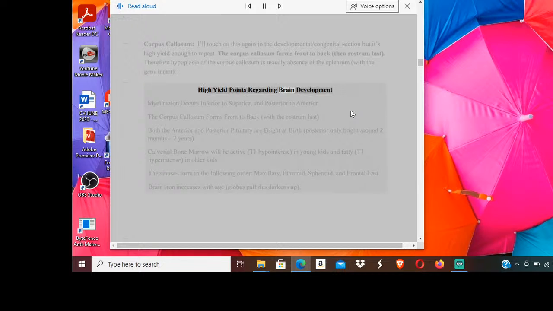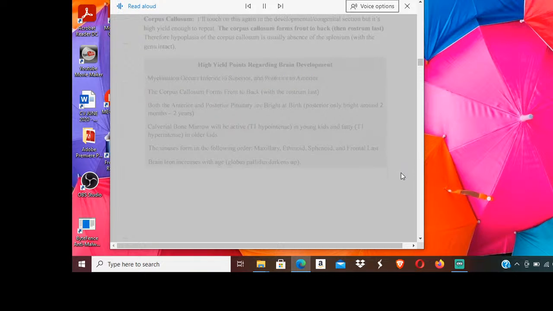High-yield points regarding brain development: myelination occurs inferior to superior, and posterior to anterior. The corpus callosum forms front to back, with the rostrum last. Both the anterior and posterior pituitary are bright at birth, posterior only bright around 2 months, 2 years. Calvarial bone marrow will be active, T1 hypointense, in young kids, and fatty, T1 hyperintense, in older kids. The sinuses form in the following order: maxillary, ethmoid, sphenoid, and frontal last. Brain iron increases with age, globus pallidus darkens.